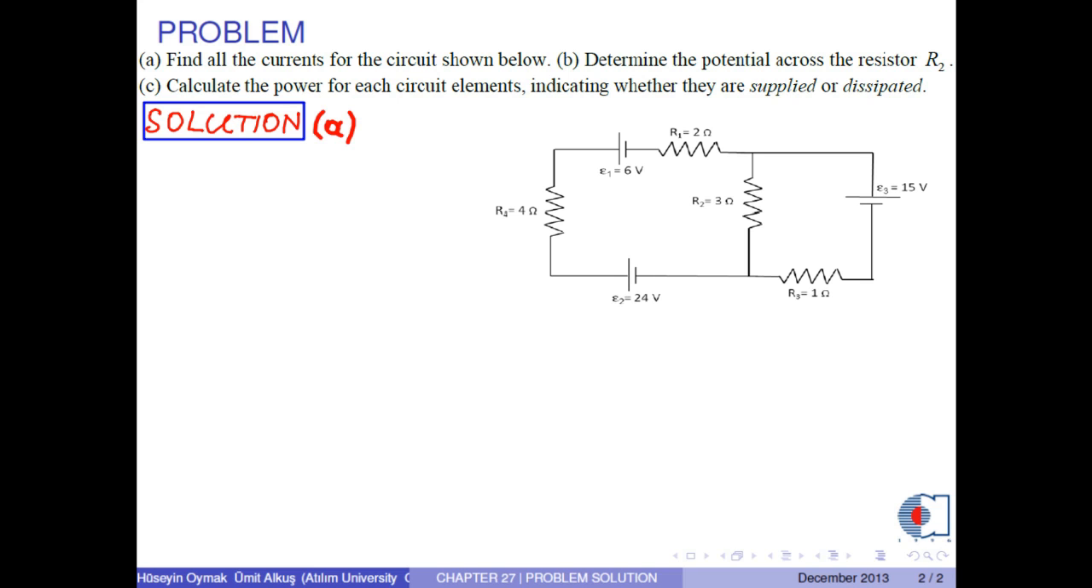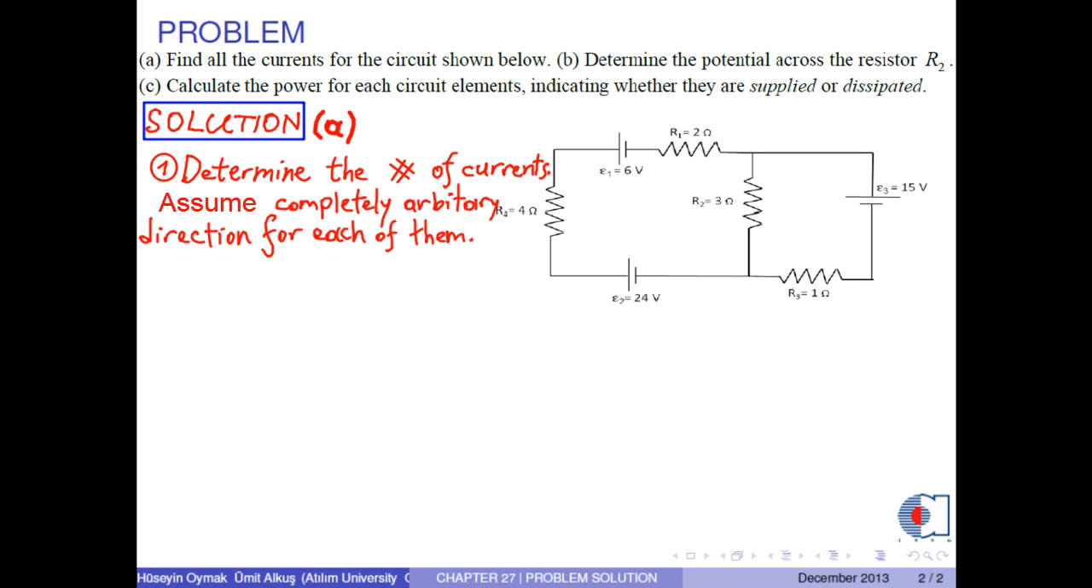In order to solve this part, we use the following procedure. First, determine the number of currents. Assume completely arbitrary direction for each of them. Let I1, I2, and I3 be the currents for this circuit.